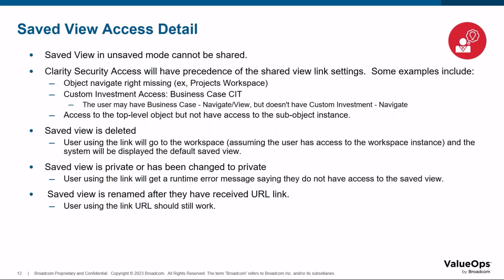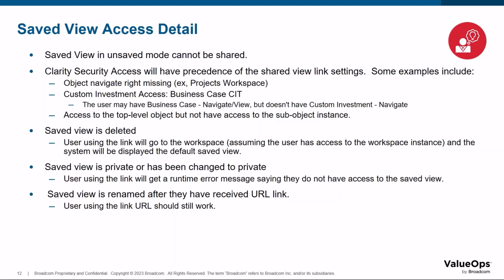So certain things to be aware of from an access perspective is as follows. Saved views: you cannot generate a link for an unsaved mode of a saved view. Right? So if I go into my view and start making some changes, you would notice that the saved view becomes in an unsaved mode, with the name being italicized. At that point, the icon to generate the link to the saved view will be disabled because your saved view is in an unsaved state. The Clarity security access will have precedence over the shared view link settings.